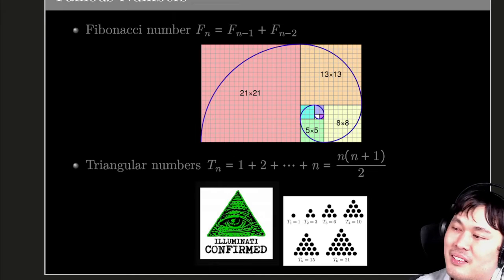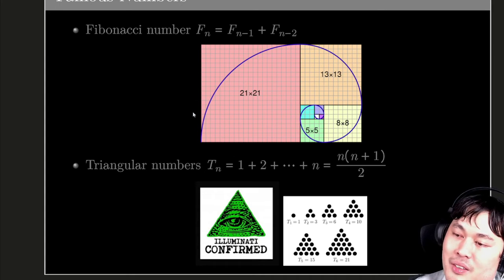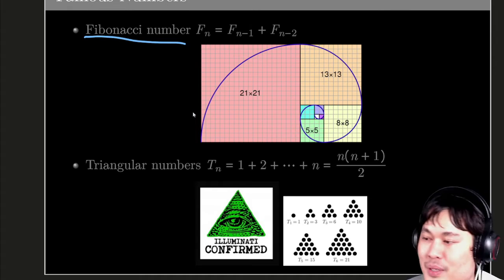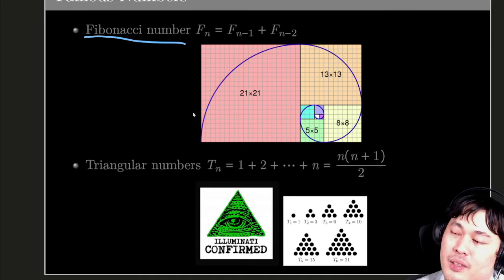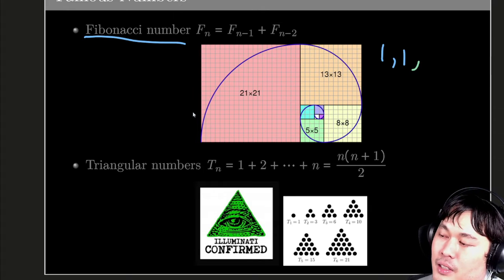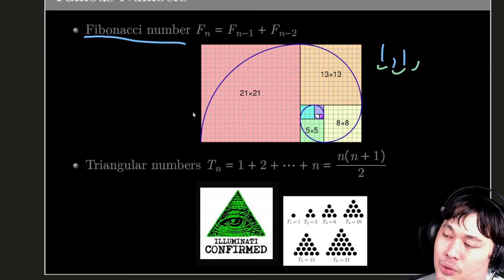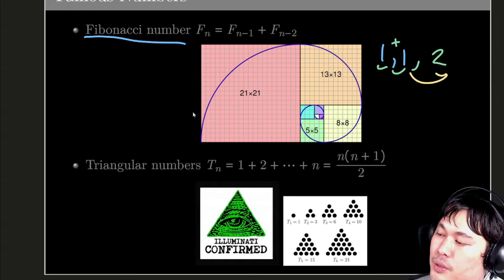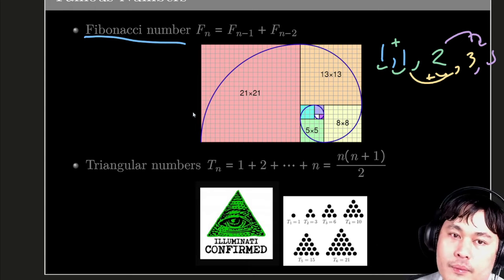You can define numbers in different ways, right? You can define Fibonacci numbers. There's a famous one where you start with 1 and then 1, and then each number after the third one is the sum of the two previous ones. 1 plus 1 is 2. 1 plus 2 gives you 3. 2 plus 3 gives you 5. And so on and so forth.